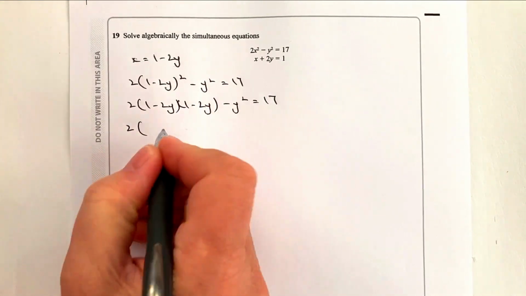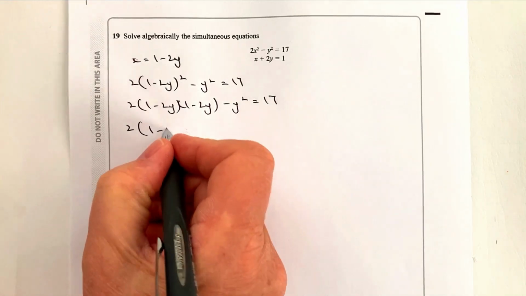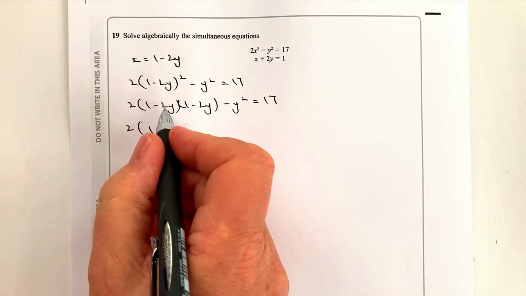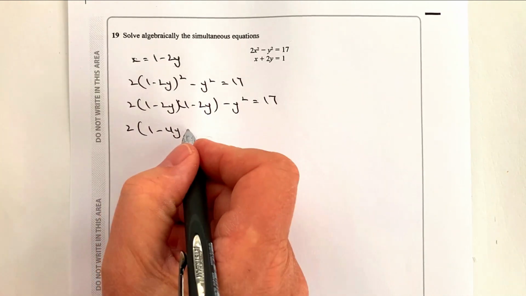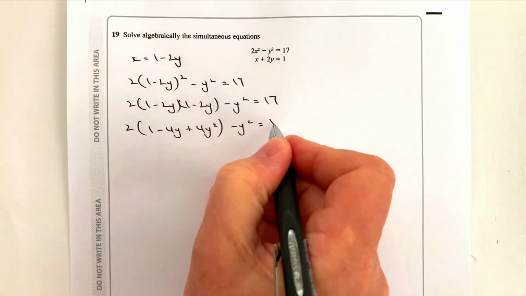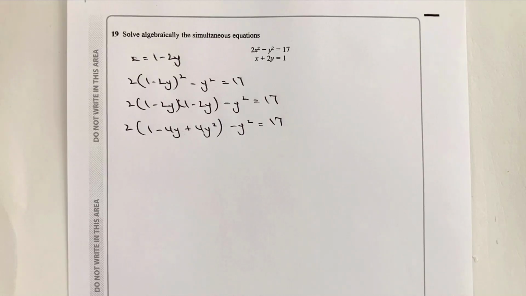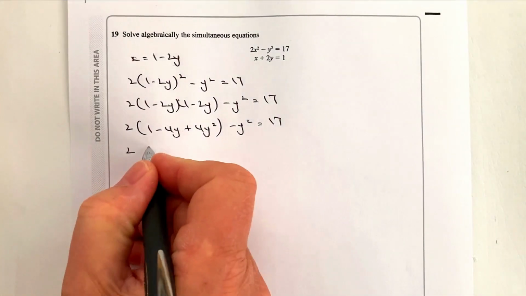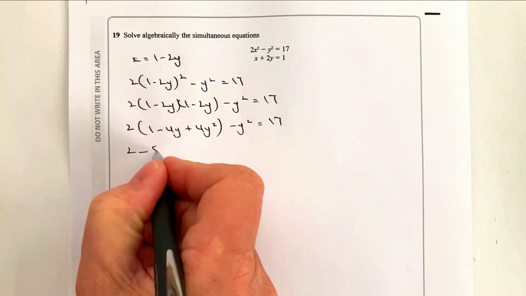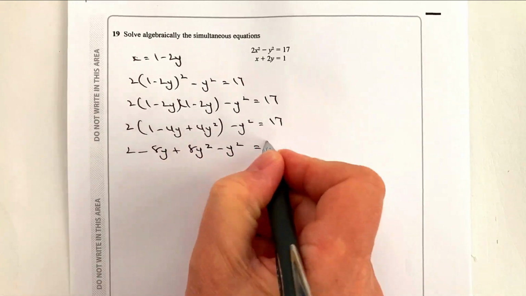Okay, so 1 times 1 is 1, and then I've got minus 2y, which is minus 4y, and then I've also got minus 2y times minus 2y, which is plus 4y squared, minus y squared equals 17. Now, if you're not sure what I've done there, please do let me know, and I will give you direction towards some other videos. Okay, so what I'm going to do now is multiply out by the 2. So I'm going to get 2, that's 2 times 1, minus 8y plus 8y squared minus y squared equals 17.